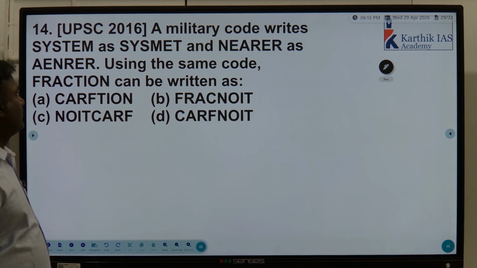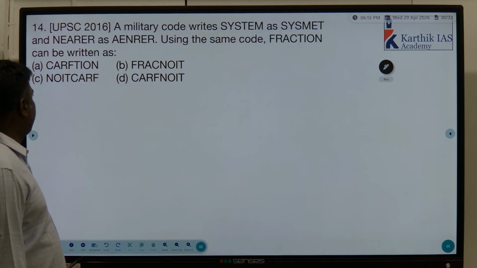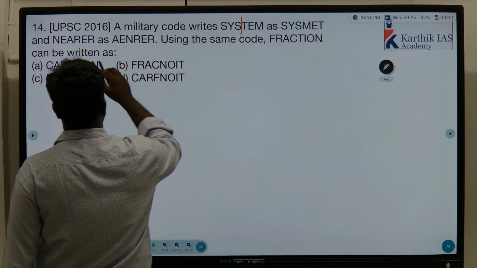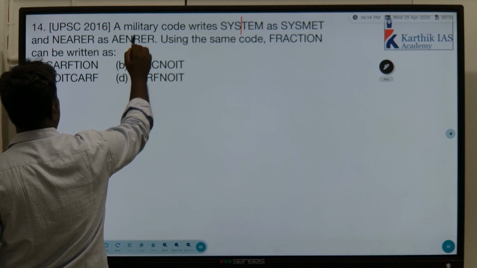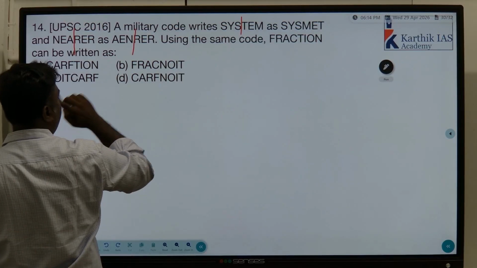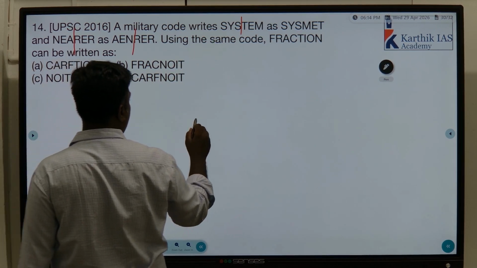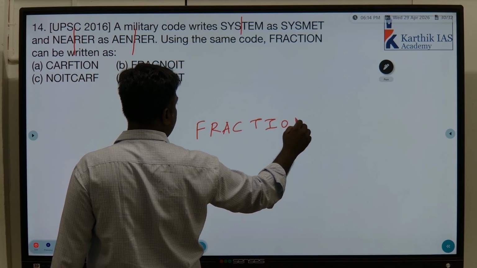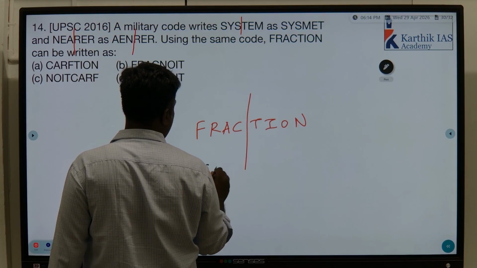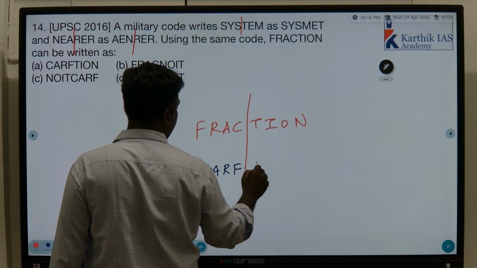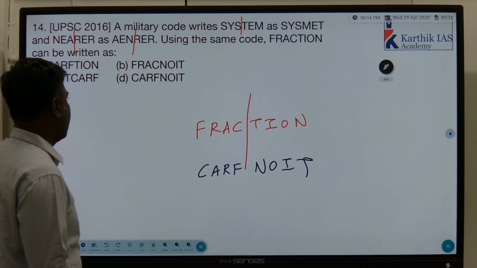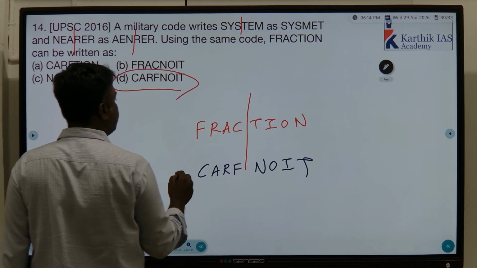Okay. System, SYSTEM, and the nearer A. So here, see, SYS, first half, second half is reversed. Understand? Here, if you see, the first half is reversed, the second half is also reversed. So they are splitting into 2 halves and then reversing it. That's all. CARF, NOIT. CARF NOIT.